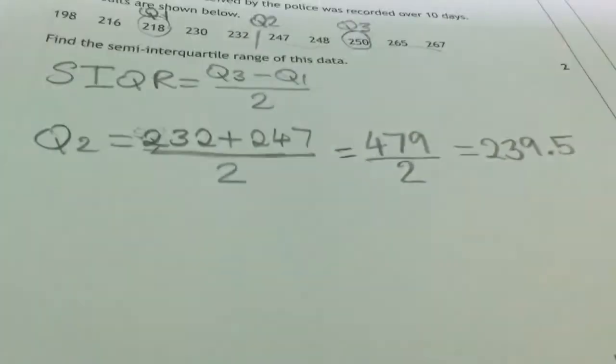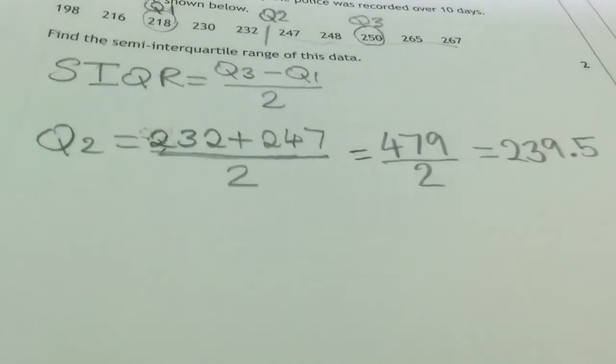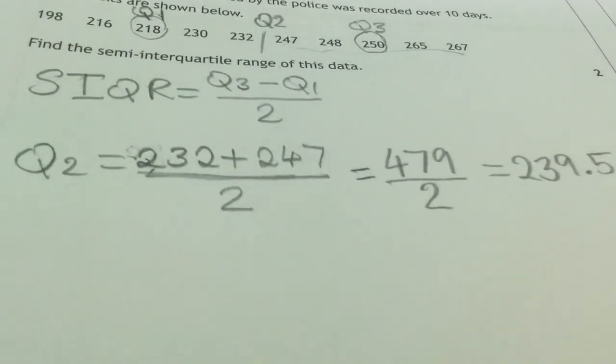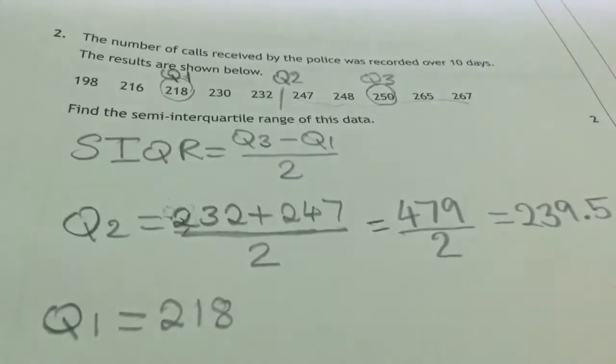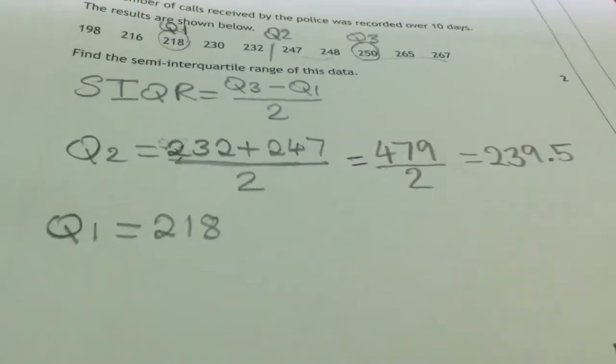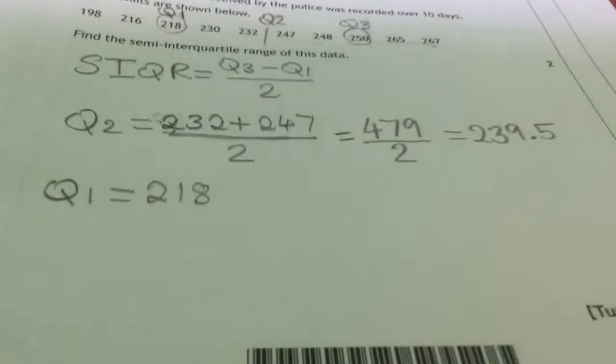That's why I showed you how to calculate the median, as it is very helpful for this. It would be good to write down our values of quartile 1 and quartile 3. Quartile 1 we've calculated is 218. Let's refer back. Yes, it is. Quartile 3, as I've shown you, is 250.